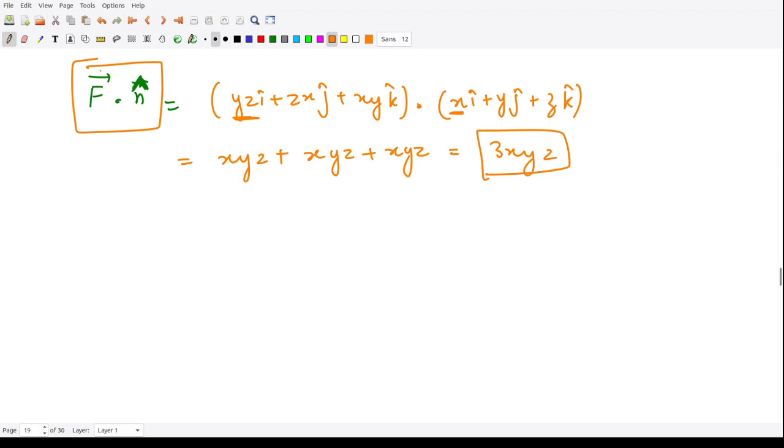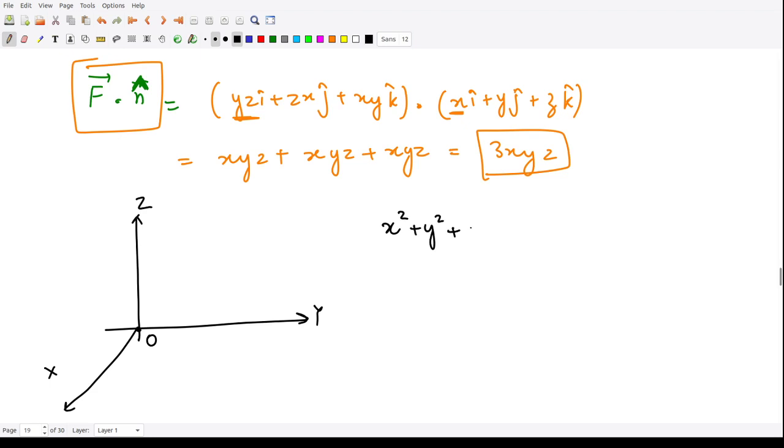So now, first of all, let me draw this given sphere. This is our coordinate axis. Say this is the x-axis, this is the y-axis, and this is the z-axis. This is the origin. Now, what is the equation of the sphere that is given to you? x square plus y square plus z square is equal to 1.